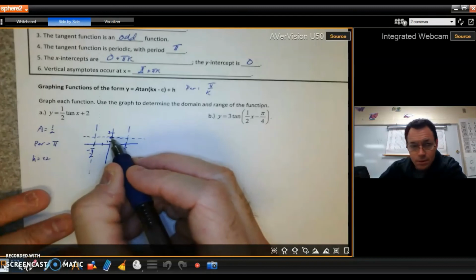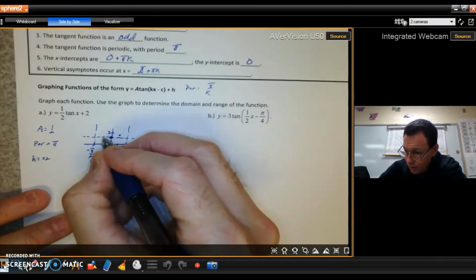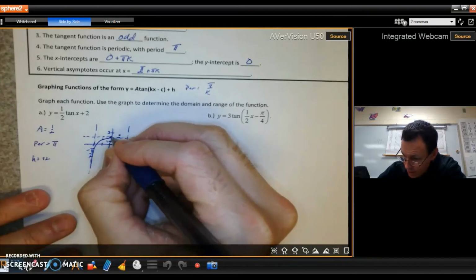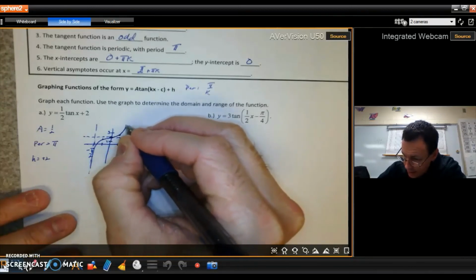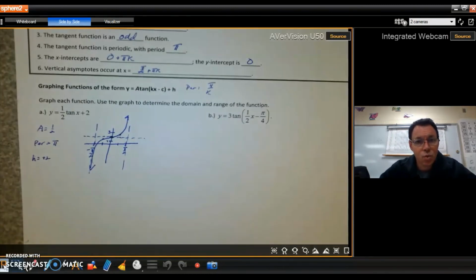So from this middle, from our origin, okay, we're going to go over 1. We're going to go up a half. We're going to go left 1. We're going to go down a half. And so we're going to get an S-curve that is kind of flattened in the middle. And that's it. That is one cycle of a tangent graph.